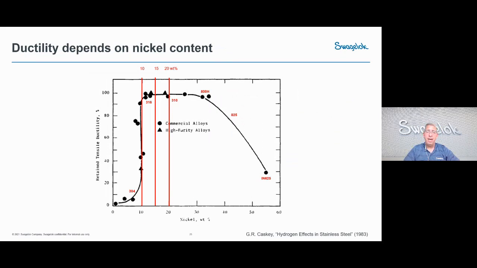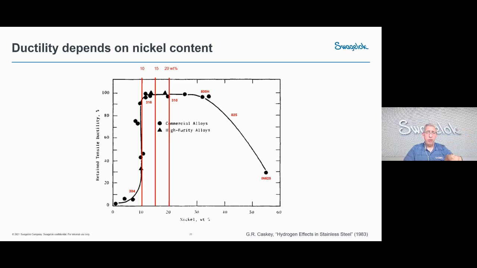And so that summary of a group of testing from a researcher at one of the DOE labs here in the United States almost 50 years ago is shown on this slide. Across the x-axis, you can see that's nickel content. Along the y-axis is the retained ductility. So again, a large number here is considered as having almost complete retention of its ductility after being exposed to hydrogen, a little opposite of the previous chart.